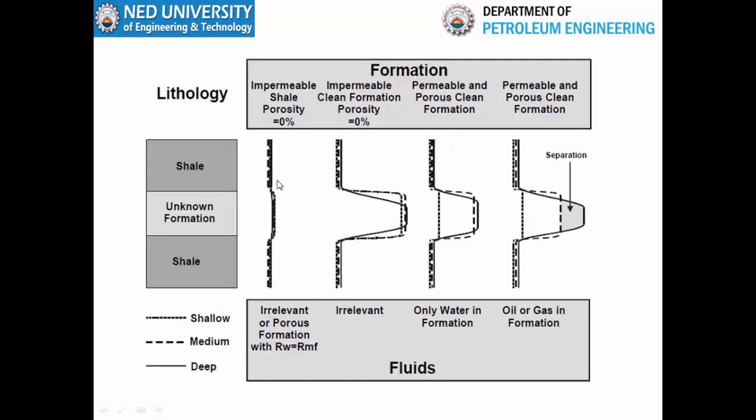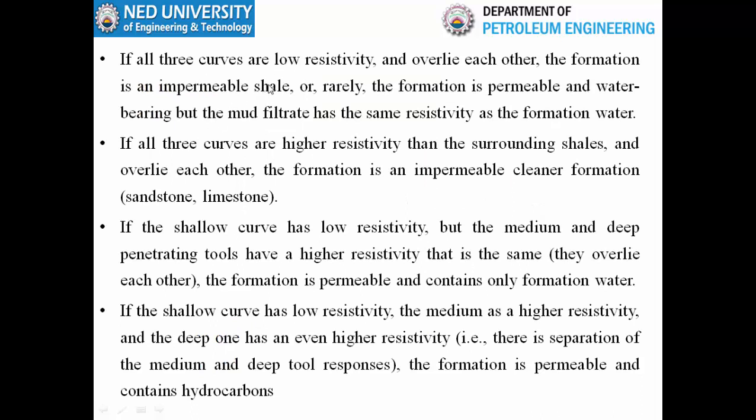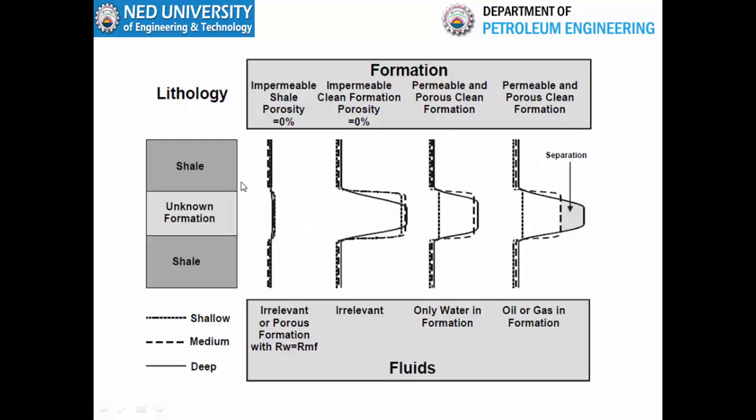So for the first case, these are the two possibilities: either the formation is shale, or the formation water has similar resistivity to your mud filtrate. If all three curves have higher resistivity than the surrounding shales and overlie each other, the formation is an impermeable clean formation, for example sandstone or limestone. This is called a tight formation, and we know that a tight formation has zero porosity and obviously zero permeability. So if the formation is tight and impermeable, you will have overlapping of the different resistivity curves, and the overlapping will occur at some higher values.